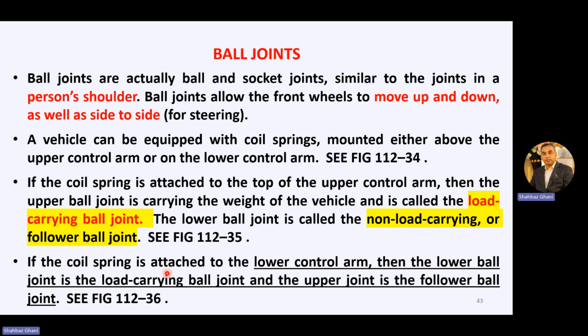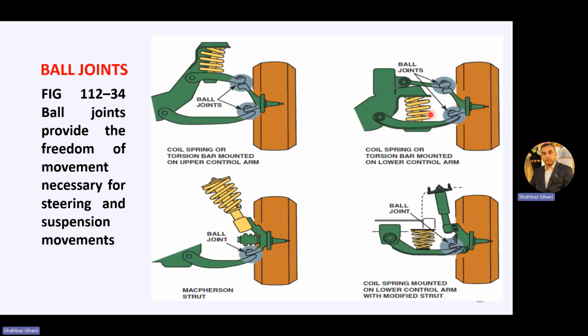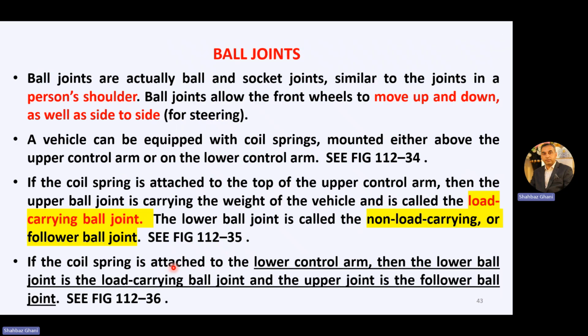If the coil spring is attached to the lower control arm, so in this case, like here, the coil spring is attached to the lower control arm, then the lower ball joint is the load carrying ball joint and the upper joint is the follower ball joint. Same vice versa. If the spring is attached to the upper one, then the upper ball joint is the load carrying ball joint and the lower one is the non-load carrying or the follower ball joint.